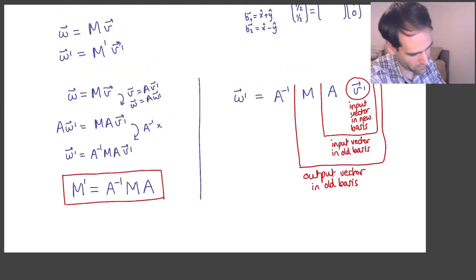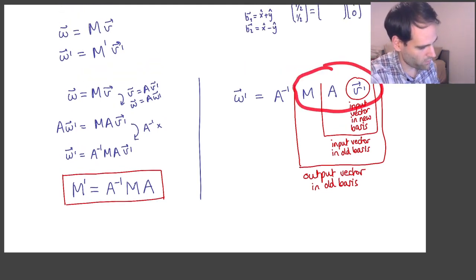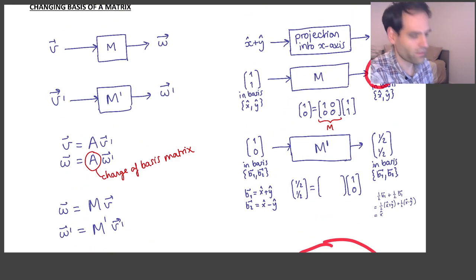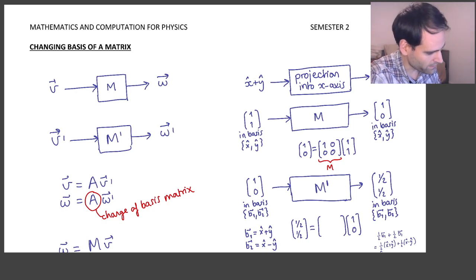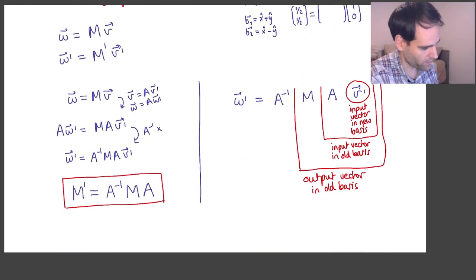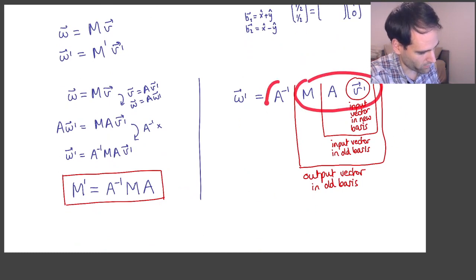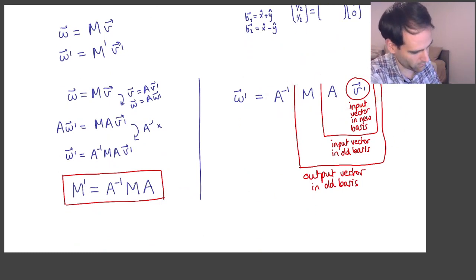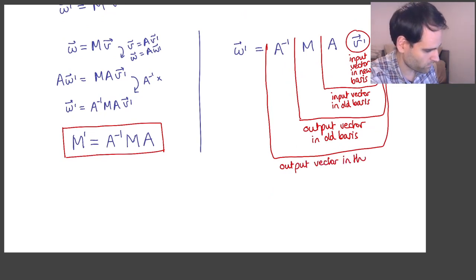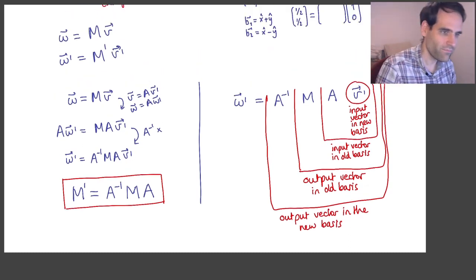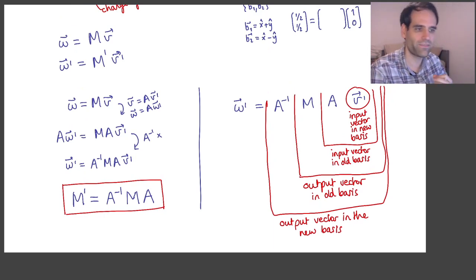So this parenthesis here, all of this, would simply be equal to this. And now as a final step, we need to write it in the new basis. So what we can do is multiply this by A to the minus 1 in order to write it in the new basis. So this block here will be the output vector in the new basis. Okay, so you can see that the logic makes perfect sense.